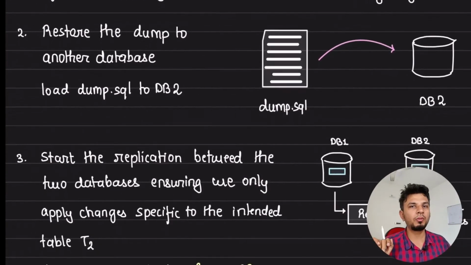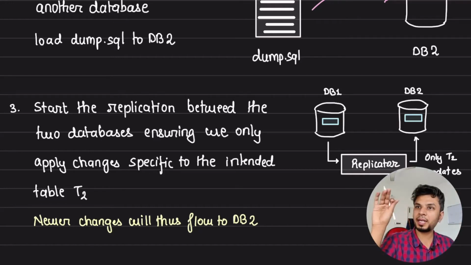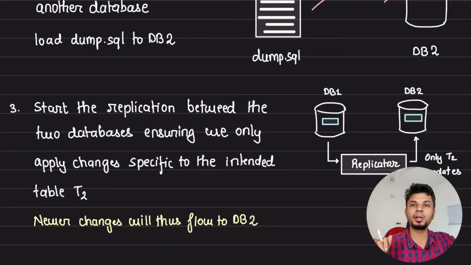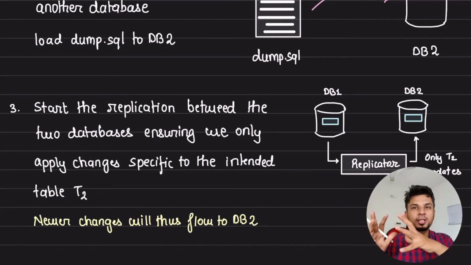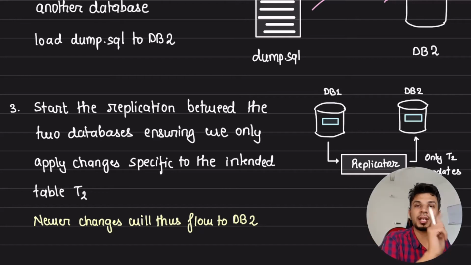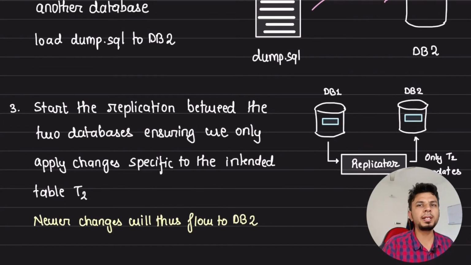But obviously, your main database is still accepting writes. It is not down. Your main database is still accepting the writes. So the new entries would keep on getting added in the bin log, and new updates will be made onto the database. So now, once we restore the table onto another database, let's say DB2, what we have to do is start a replication. That's where you can write a simple replication job.